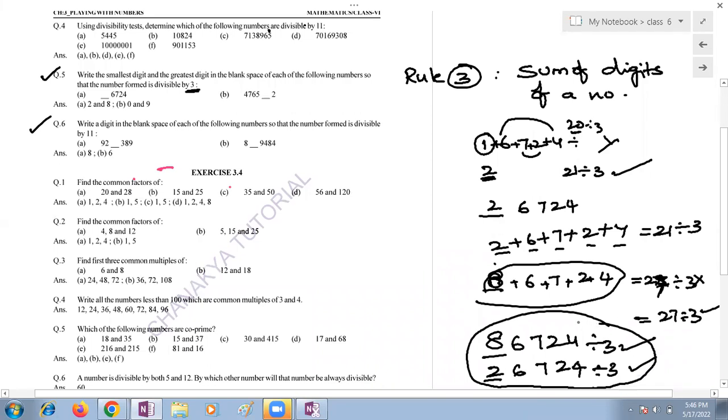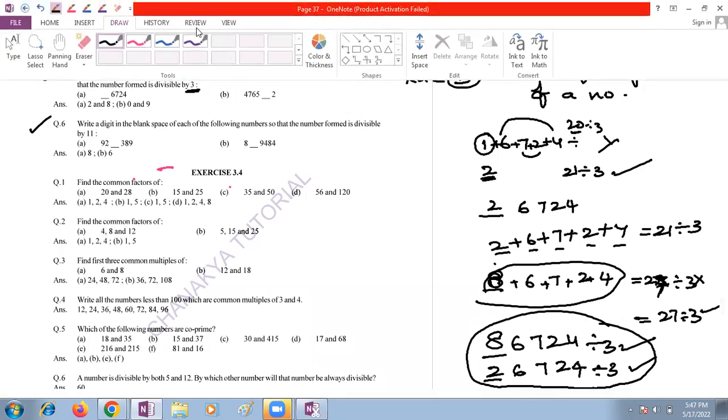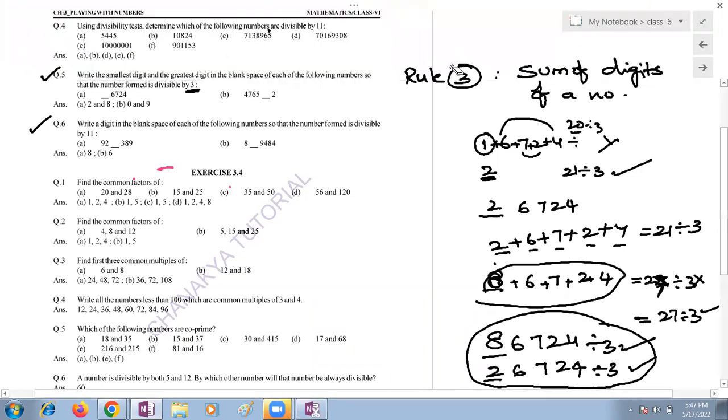Hope you understood, children. Any doubt here? This is like a trial and error method, children. You are trying. If it is not true, you go with another digit. If it is true, you stop there and you can go with the highest number. Like that, it is a trial and error method. This is the question.